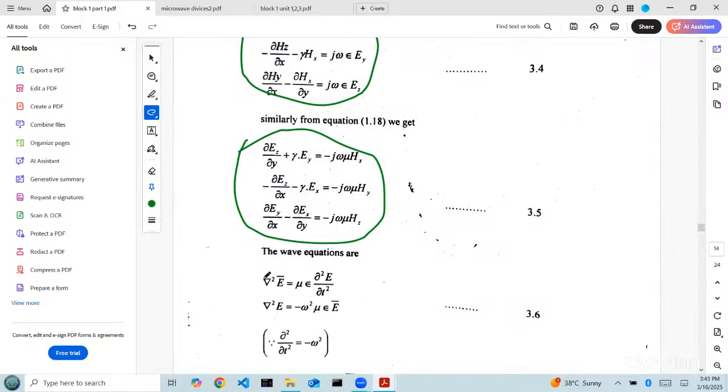No, this is a mistake. Wait. See here. What is the del square E equation? μ ε ∂²E/∂t². In place of ∂²/∂t², substitute minus ω². In place of ∂²/∂t², what do we have to substitute? Minus ω². So what equation will you get? Del square E equal to minus ω² μ ε E. Same way now, which one do we have to write? We wrote for del square E. Next we have to write for del square H.